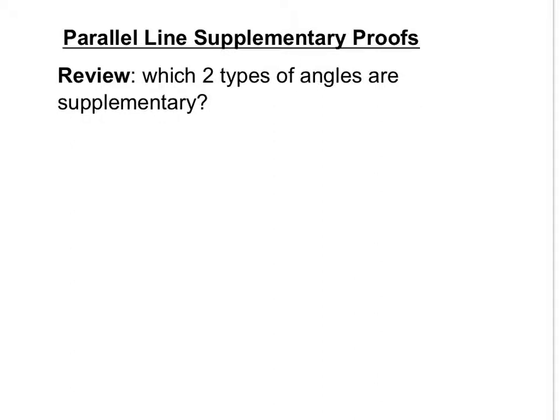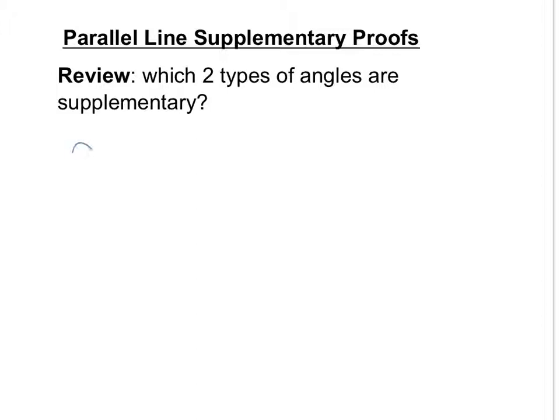Hello, geometry concepts. Today we're going to learn about parallel line proofs, and specifically with the ones that are supplementary. We'll go over the congruent proofs tomorrow. So first we need to review what two types of angles are supplementary. So of our 6 choices of angles that are formed with parallel lines, which ones add up to 180?